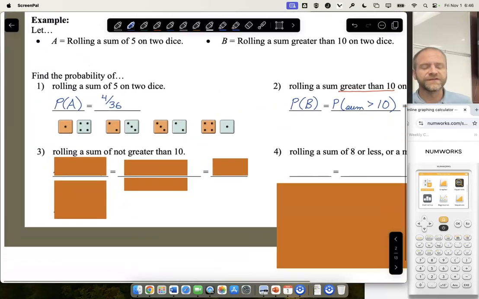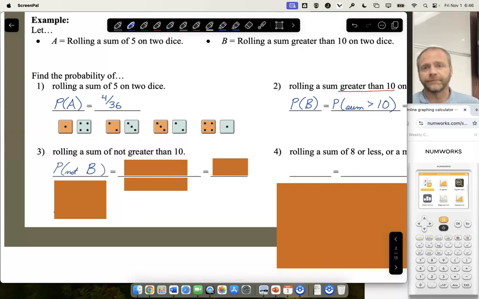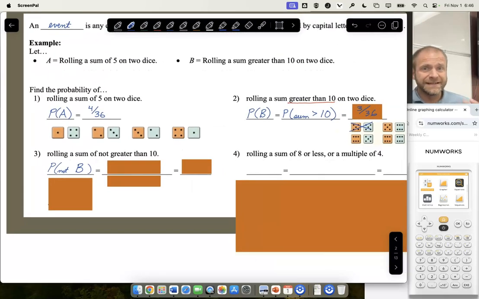So let's look at part C. Rolling a sum of not greater than 10. So one thing to be aware of is I'm looking at something that's a little bit different. I'm looking at the probability of not B. Well, I know the probability of B. The probability of B was 3 out of 36. So what's the probability of not B happening? Well, in this case, we are going to do 1 minus the probability of event B.